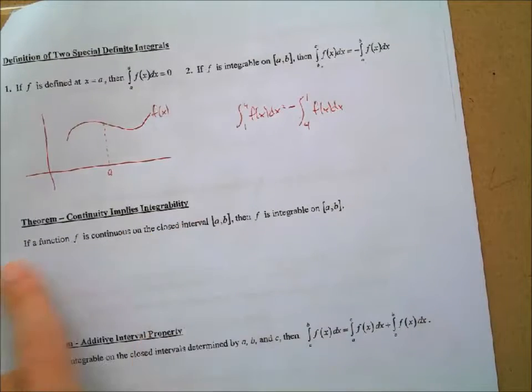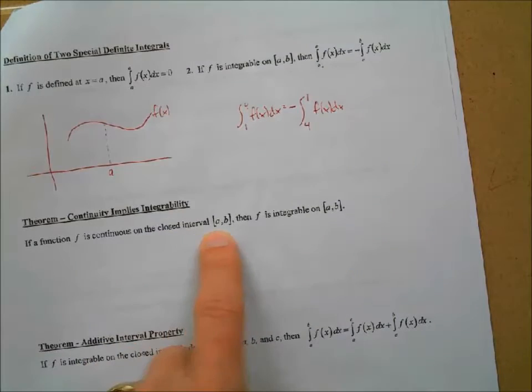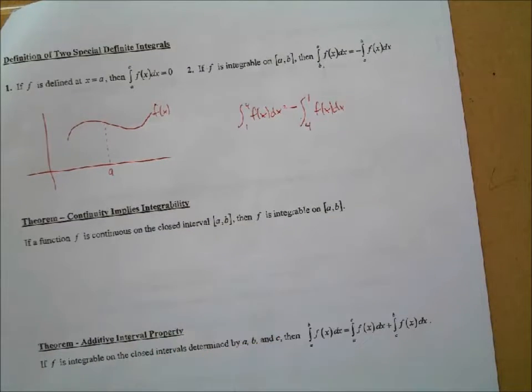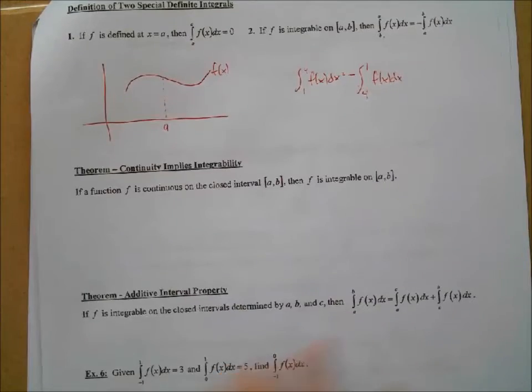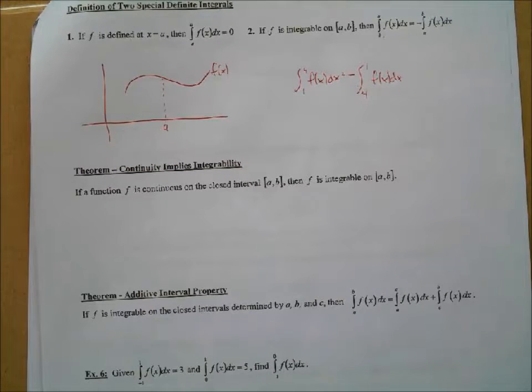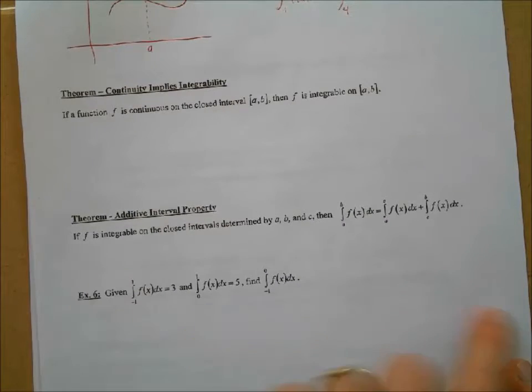Theorem. If a function f is continuous on the closed interval from a to b, then f is integrable on a to b. Kind of like, again, when we learned about differentiability, right? Differentiability implies continuity. Well, here, continuity implies integrability. So, questions on any of that? We're okay there. All right. Moving on here. We're getting there.